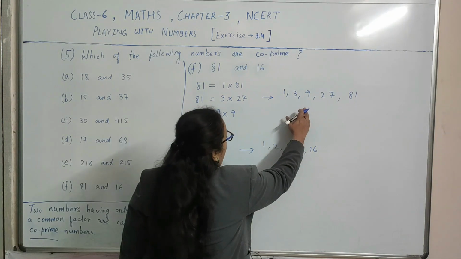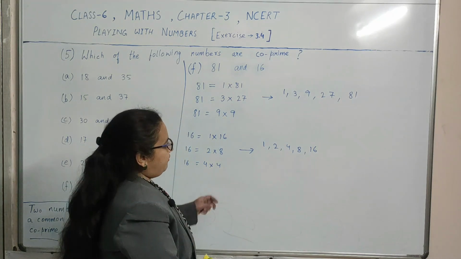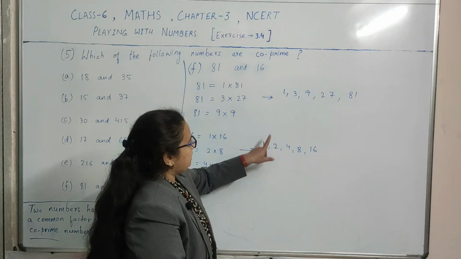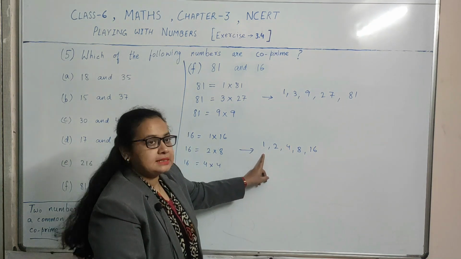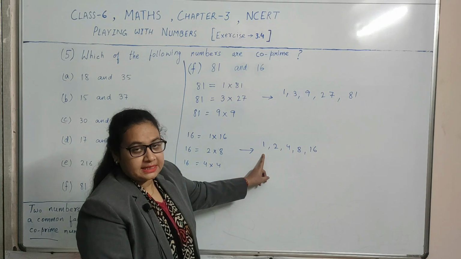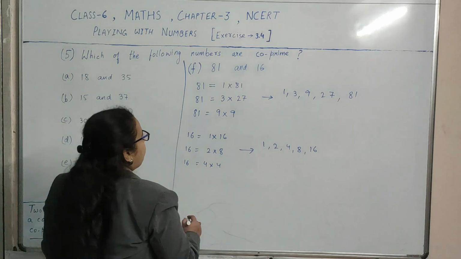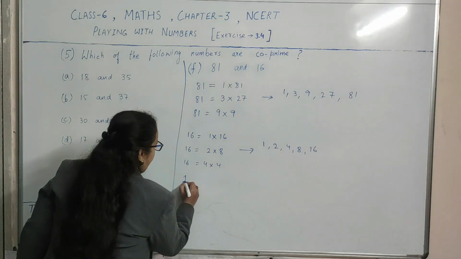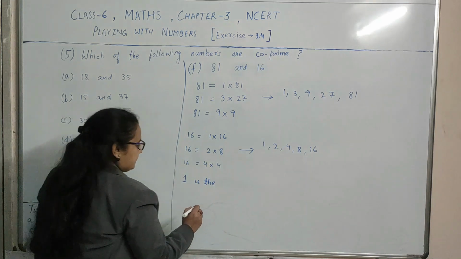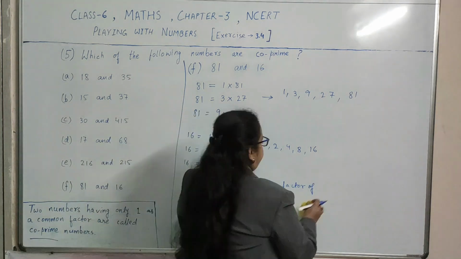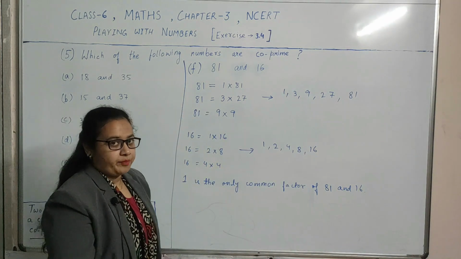Okay, so what are the common factors of 81 and 16? See, only 1 is the common factor of 81 and 16. It means 81 and 16 are coprime numbers. So we can write: 1 is the only common factor of 81 and 16. Therefore, 81 and 16 are coprime numbers.